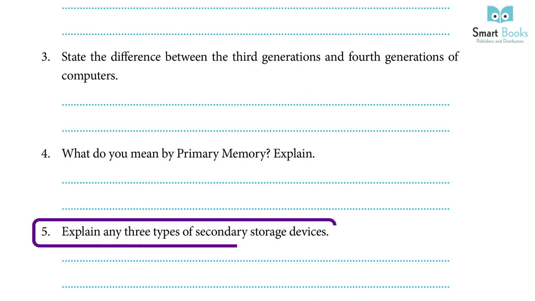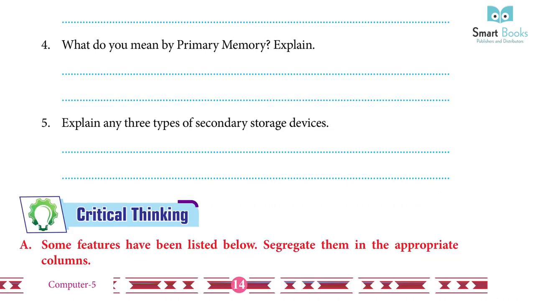5. Explain any 3 types of secondary storage devices. Answer. Devices for secondary storage. Secondary storage is a memory that is kept off the computer's main memory bus. It is mostly employed for the long-term permanent storage of programs and data. Secondary storage types include hard drives, CDs, DVDs, pen drives, flash drives, SSDs and more.